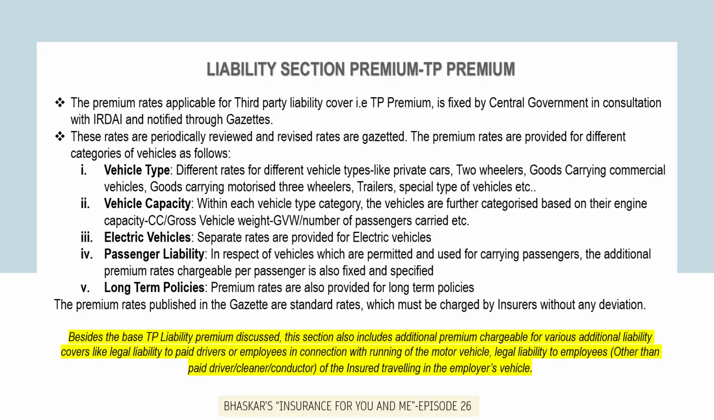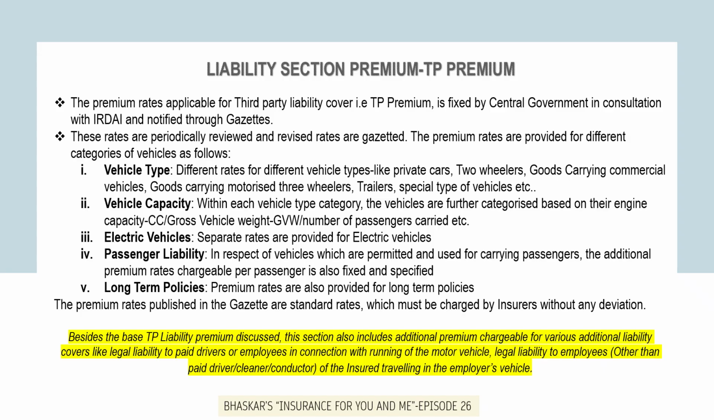And the second aspect is the vehicle capacity. Within each vehicle type category, the vehicles are further categorized based on their engine capacity, that is CC, or gross vehicle weight, that is GVW, the number of passengers carried, etc. And there are separate rates provided for electrical vehicles. In respect to the vehicles which are permitted and used for carrying passengers, there is an additional premium rate chargeable on a per passenger basis, which is fixed and specified in the Gazette itself.